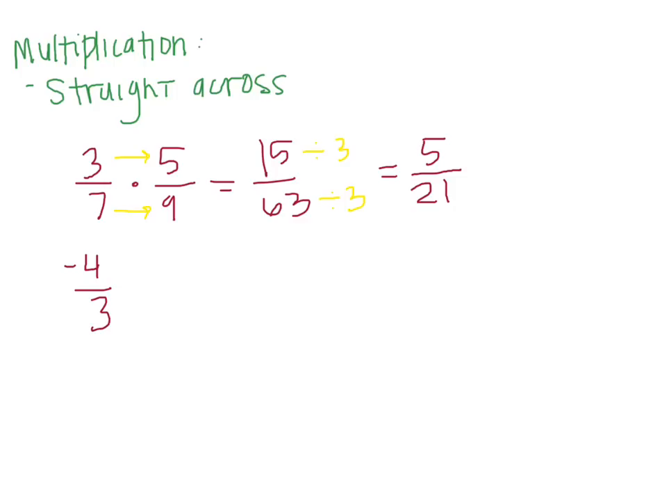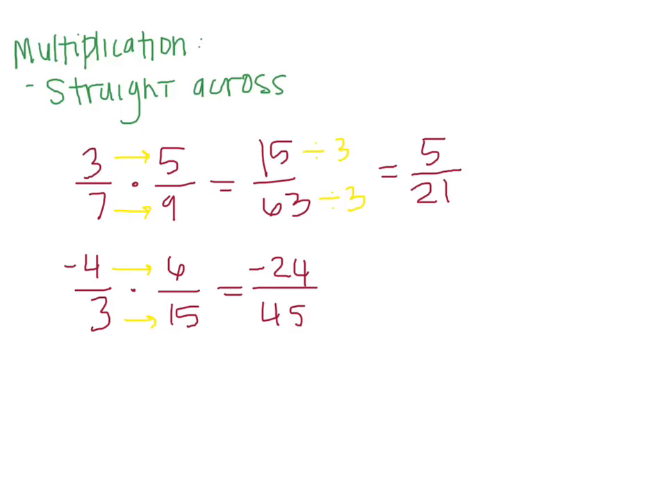Negative 4 over 3 times 6 over 15. Once again, multiplication, we just go straight across. So negative 4 times positive 6 gives me negative 24. And then multiply straight across, 3 times 15 is going to give me a positive 45. So I'm left with negative 24 over 45.